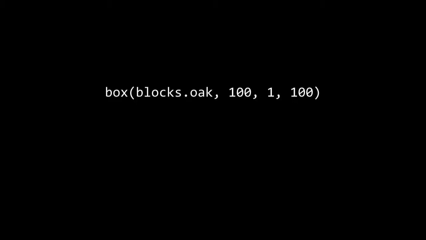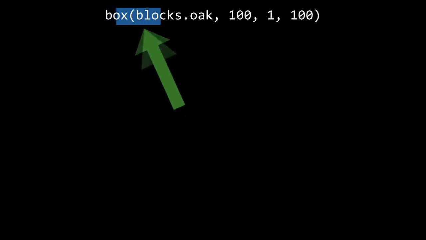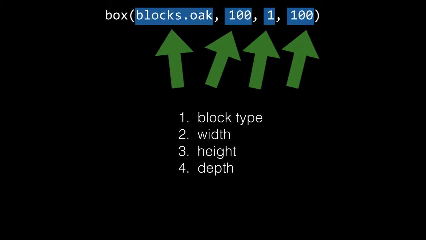Box is what's called a function. A function consists of JavaScript code that is executed when you call it. When you call a function, you can pass in arguments that are separated by commas and enclosed in parentheses. You'll always follow the function name by parentheses whenever you want to call it, whether you have arguments to pass in or not. So box is a function that takes 4 arguments: a block type, width, height, and depth. By saying we wanted a box with height of 1, that means we want a square.